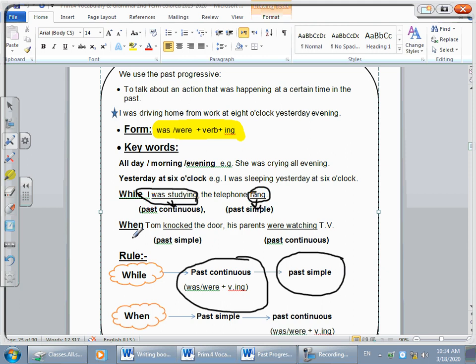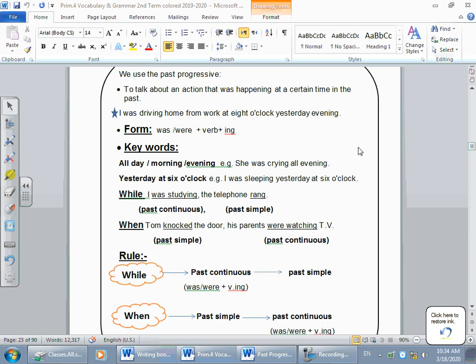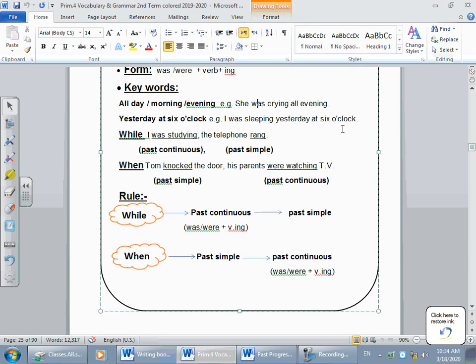With when, an example: When Tom knocked the door, his parents were watching TV. Look, these are two actions, one cut the other. The parents were watching TV, and then Tom suddenly knocked the door. So when is followed by a past simple tense action or verb, and then the second sentence is in the past progressive. Understood, guys? Okay, it's very easy.